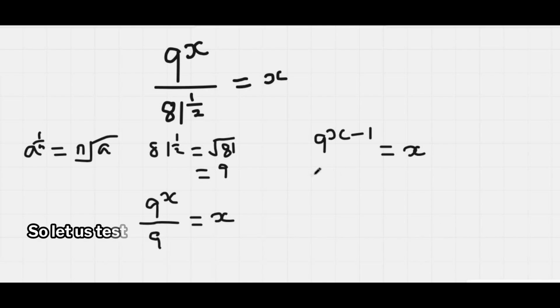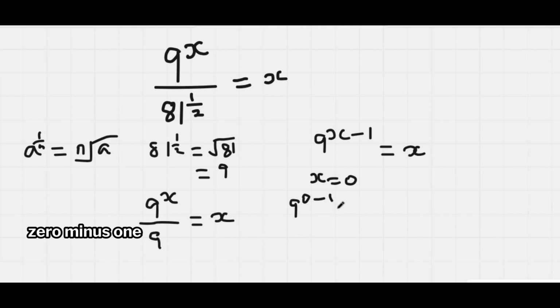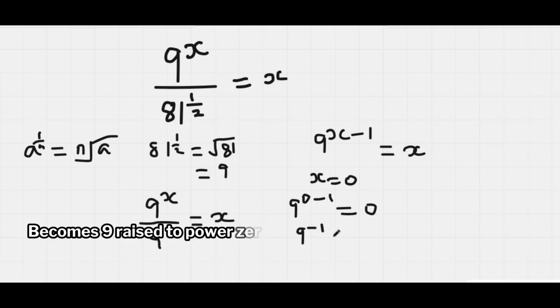So let us test with x equals 0. If we test using x equals 0, the left-hand side becomes 9 raised to power 0 minus 1, and 9 raised to power 0 minus 1 becomes 9 raised to power minus 1, which is not equal to 0. So x equals 0 will not work.